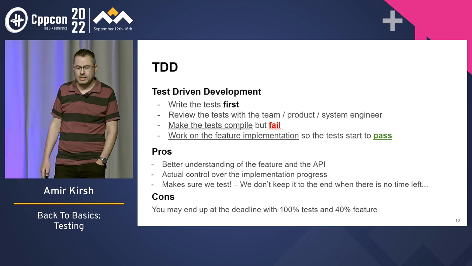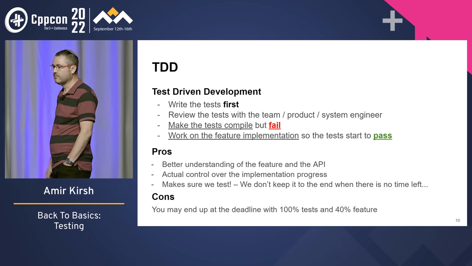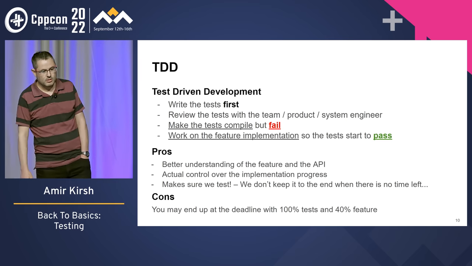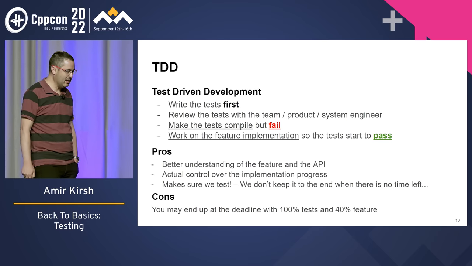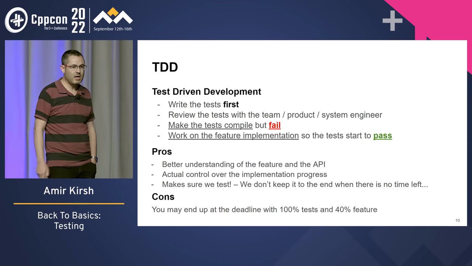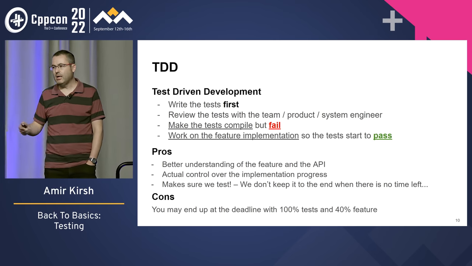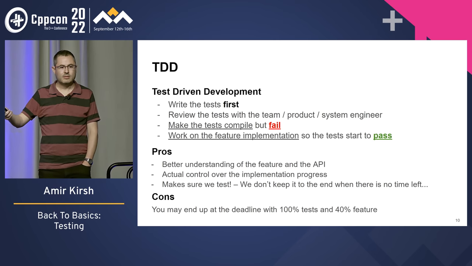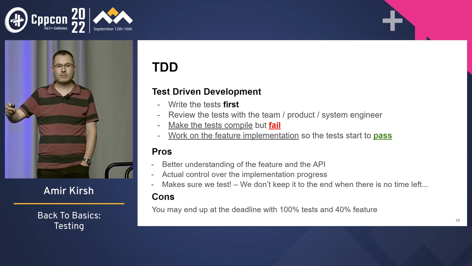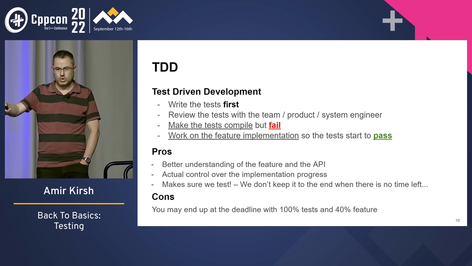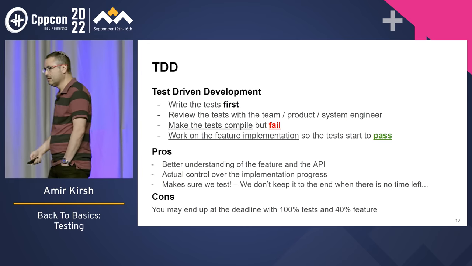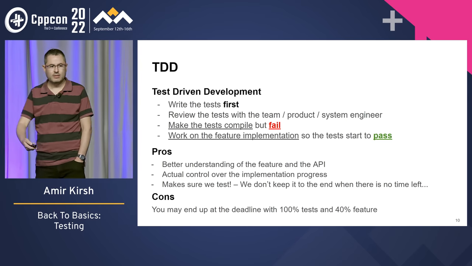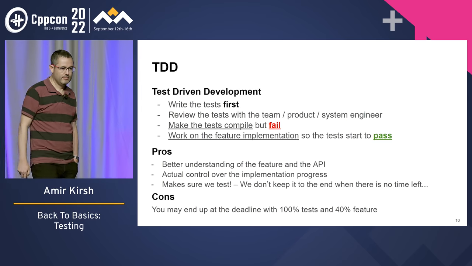A few words about TDD, test-driven development: write the test first, review the test with the team, product, system engineer. So while you are reviewing the test, before you even wrote the first line of code, you can decide with your colleagues if you got the requirements correctly. I mean, should it work like that? And if the answer is no, it's not the API that we decided, then you catch it upfront before you write any line of code.